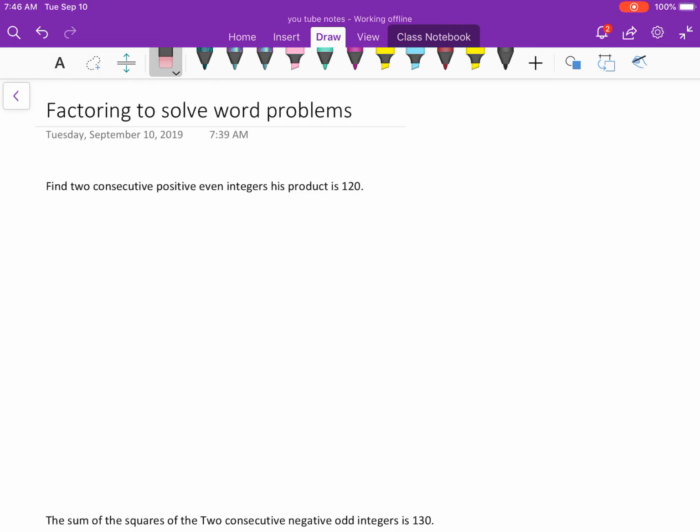Well, this one only asks us to find two numbers, and we're using the word product, which means that we're going to multiply. So to set this up, you're going to have x times x plus 2. This is your first number. This is your second number. Okay, so x plus 2. It says whose product, which means that's why I have the parentheses here. It means I'm multiplying. So whose product is 120.